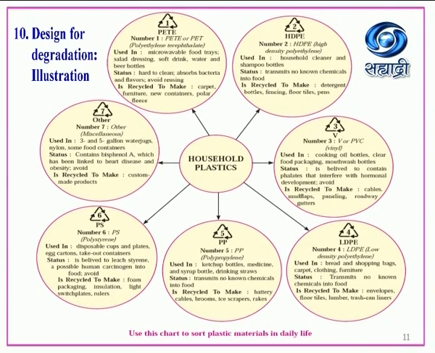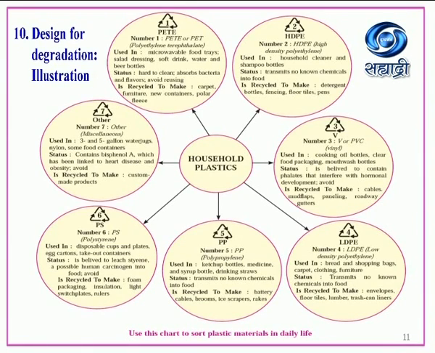Resin code number 4, LDPE, low density polyethylene, used in bread and shopping bags, carpet, clothing, furniture. What is the status? Transmits no known chemicals into food. Is recycled to make envelopes, floor tiles, lumber, trash can liners. So what do you mean by lumber? Lumber consists of large pieces of wood. Trash can liner means the dustbin liner.